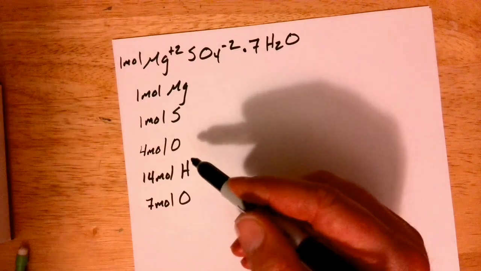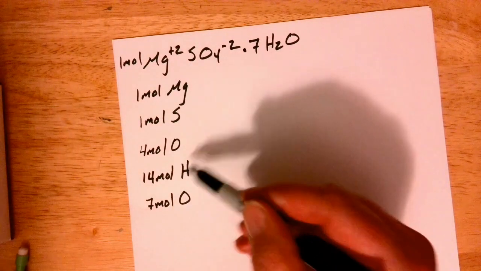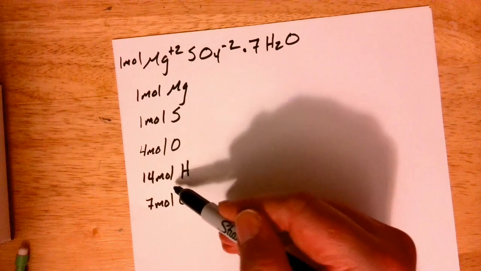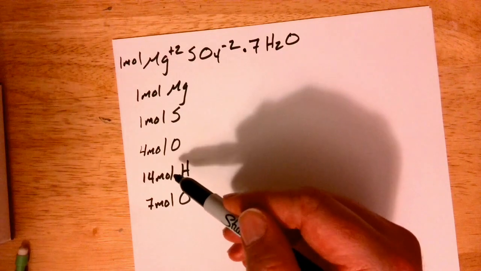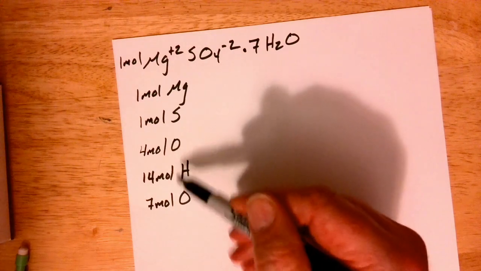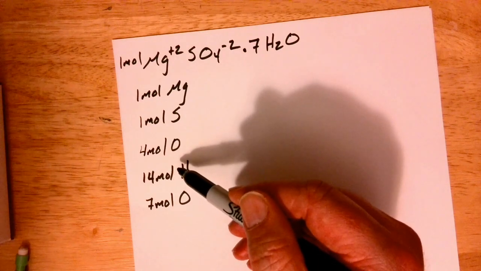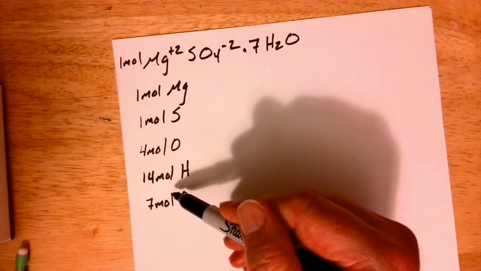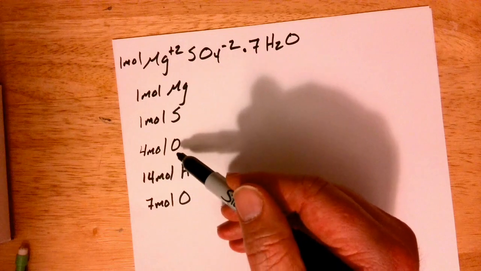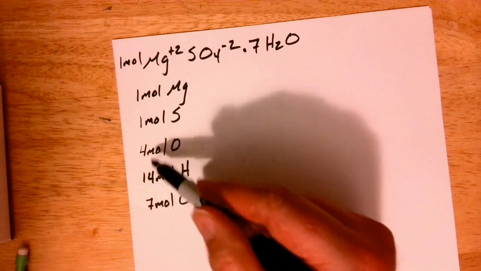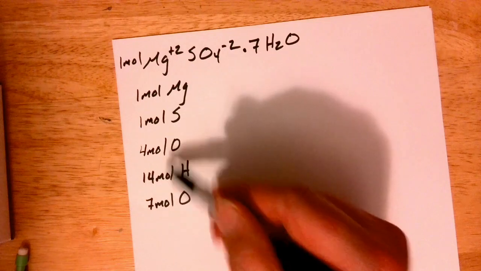Now, you might be looking at this and thinking, well, wait a second. I have oxygen here, and I also have oxygen here. Can you add these two together? Yes, you can. But in this particular situation, I do not want you to do that. Technically, yes, you can, but there's something else that we're going to be doing later on where I would like for you to keep these two separate. If we weren't doing that, then technically you could add the 4 and 7 together and come up with 11 moles of oxygen here.